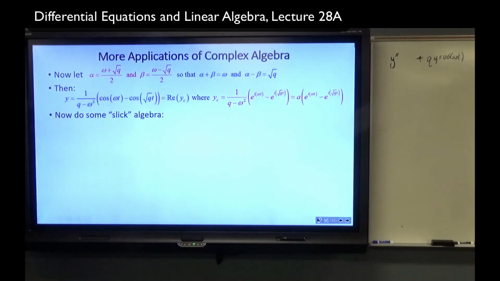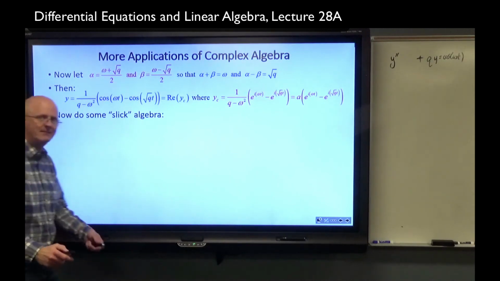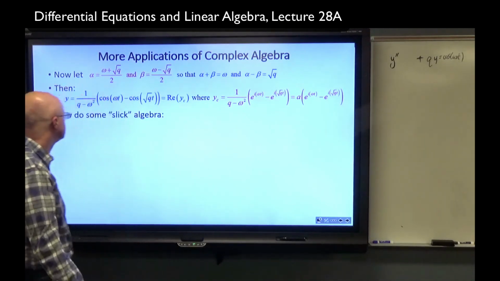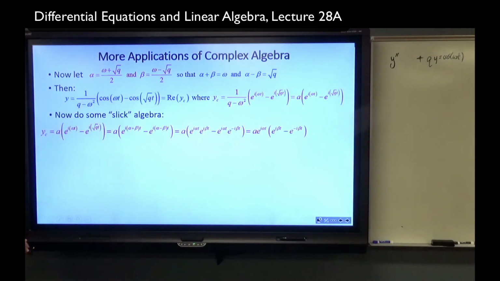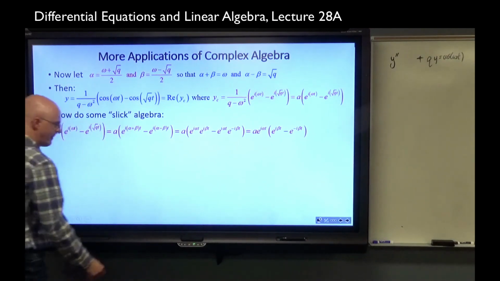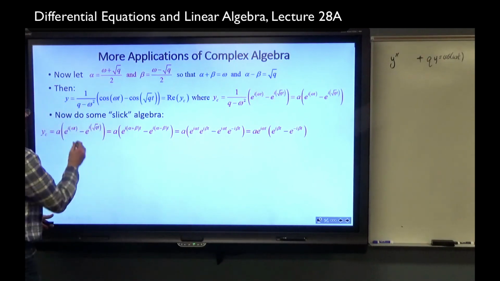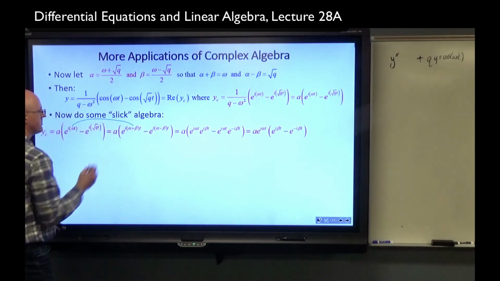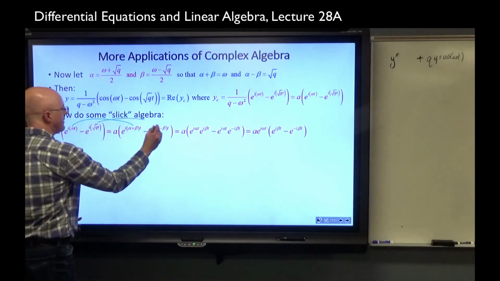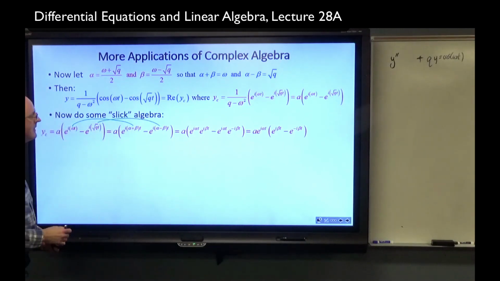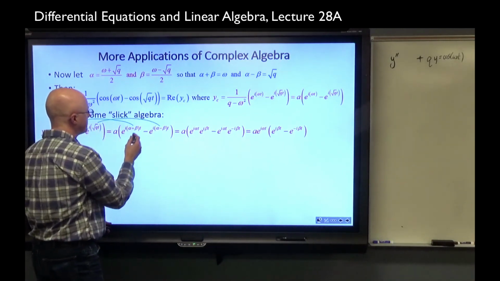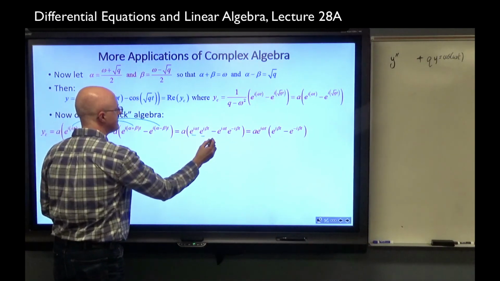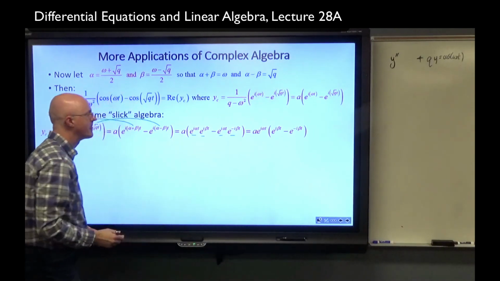Let's do some slick algebra with this, okay? This is going to seem kind of mysterious, but it's amazing how it works out. Use the substitution here. Replace omega with alpha plus beta. That's the first thing to do. That omega gets replaced with alpha plus beta. Replace square root of q with alpha minus beta. Distribute the t and the i through the parentheses to get this times this minus this times this.